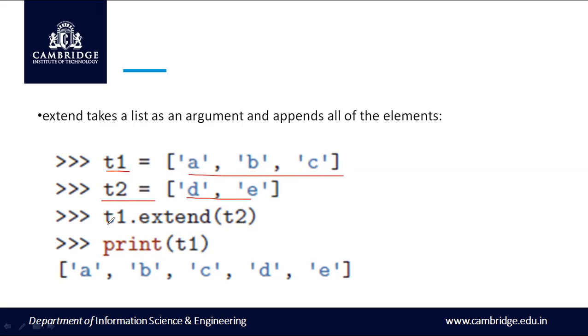When we use extend, you can see T1 dot extend T2. So here, print T1, A, B, C, D, E will be printed, because the items D and E will be appended to A, B, C. So the list T2 will be appended to the list T1. So that is the usage of the extend method in lists.